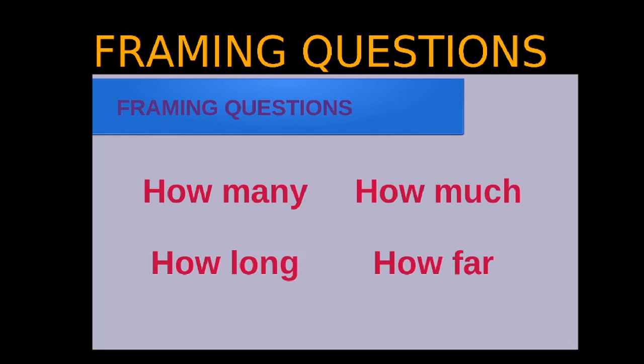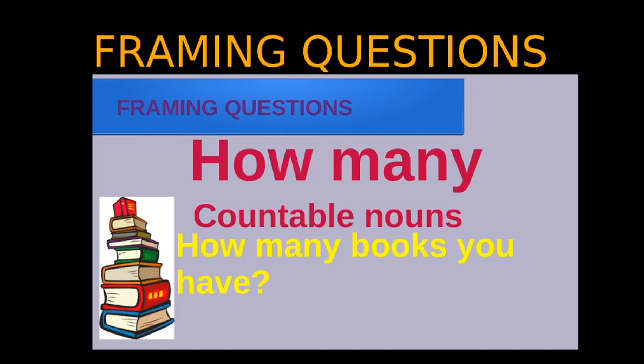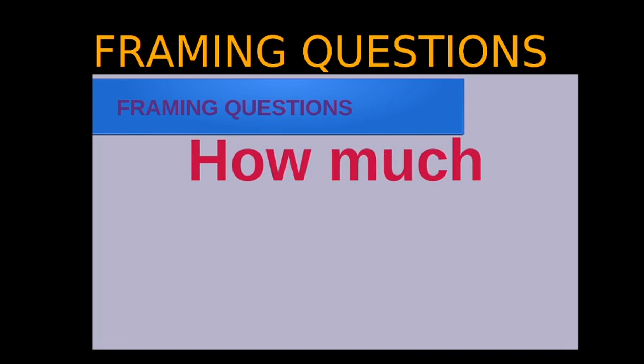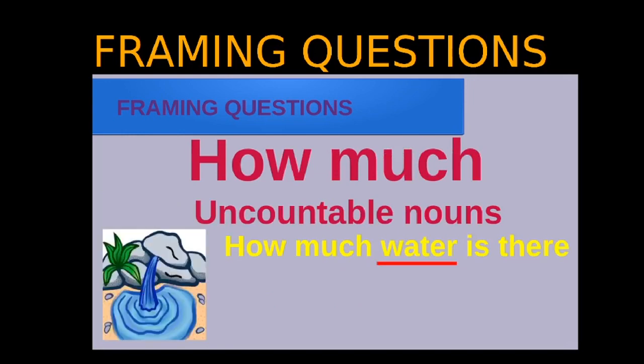Let's look into them. How many? How many is used for getting a countable noun as your answer. How many books do you have? You can count the books, right? So here, books is a countable noun. How much is used for uncountable noun. So how much water is there? You find water and you know water cannot be counted. So it is an uncountable noun.